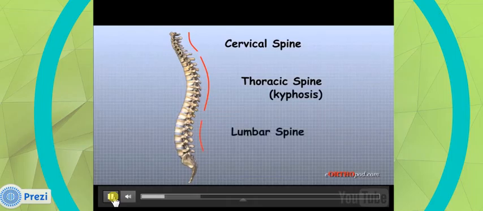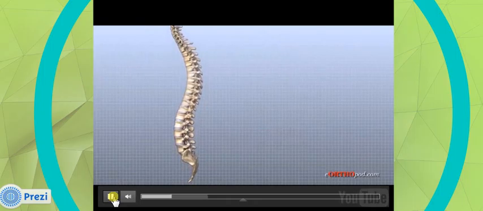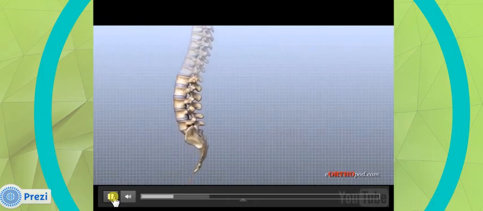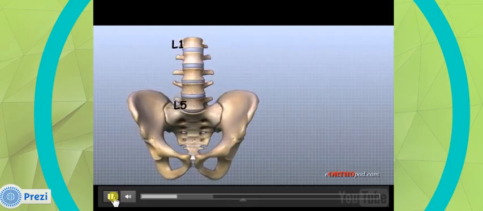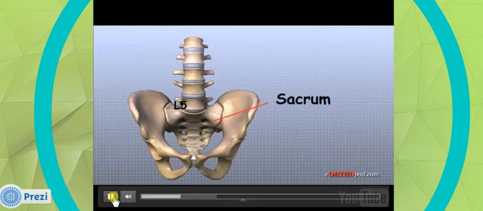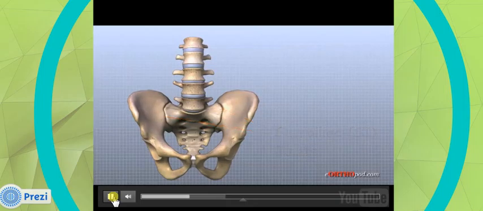The low back, also called the lumbar spine, curves slightly inward. An inward curve of the spine is called lordosis. The lumbar spine is made up of the lower 5 vertebrae. Doctors often refer to these vertebrae as L1 to L5. The lowest vertebra of the lumbar spine, L5, connects to the top of the sacrum, a triangular bone at the base of the spine that fits between the two pelvic bones. There is a joint on each side of the sacrum that connects the sacrum to the pelvis. This joint is called the sacroiliac or SI joint.